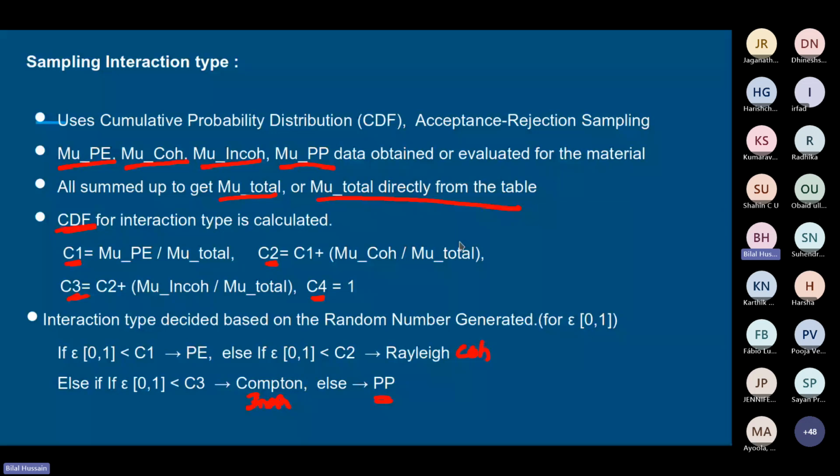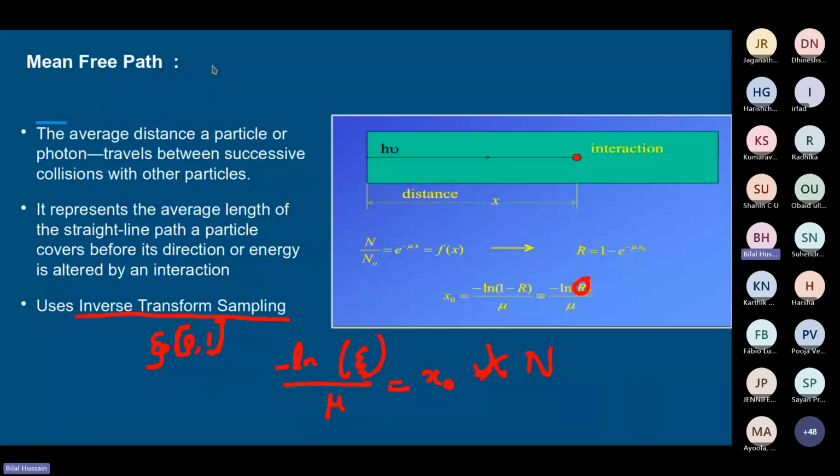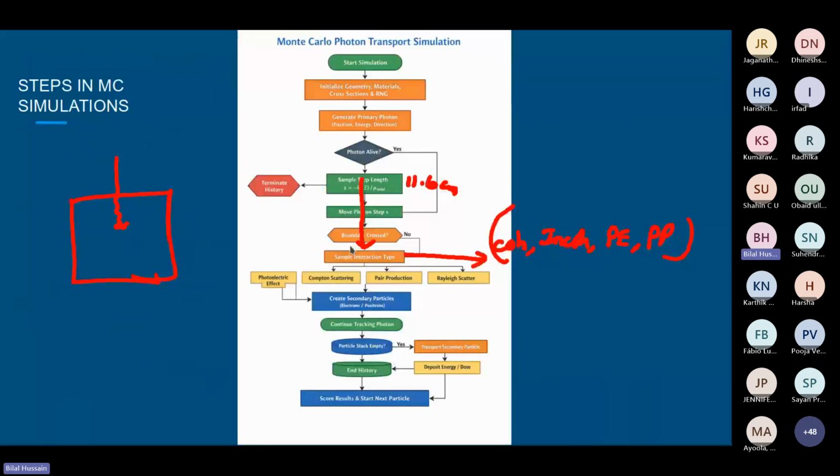What interaction is going to happen? So going back here, sample the interaction type. That's what I discussed now. Here I'm using the acceptance rejection sampling method to find out which of these interactions is probable here.